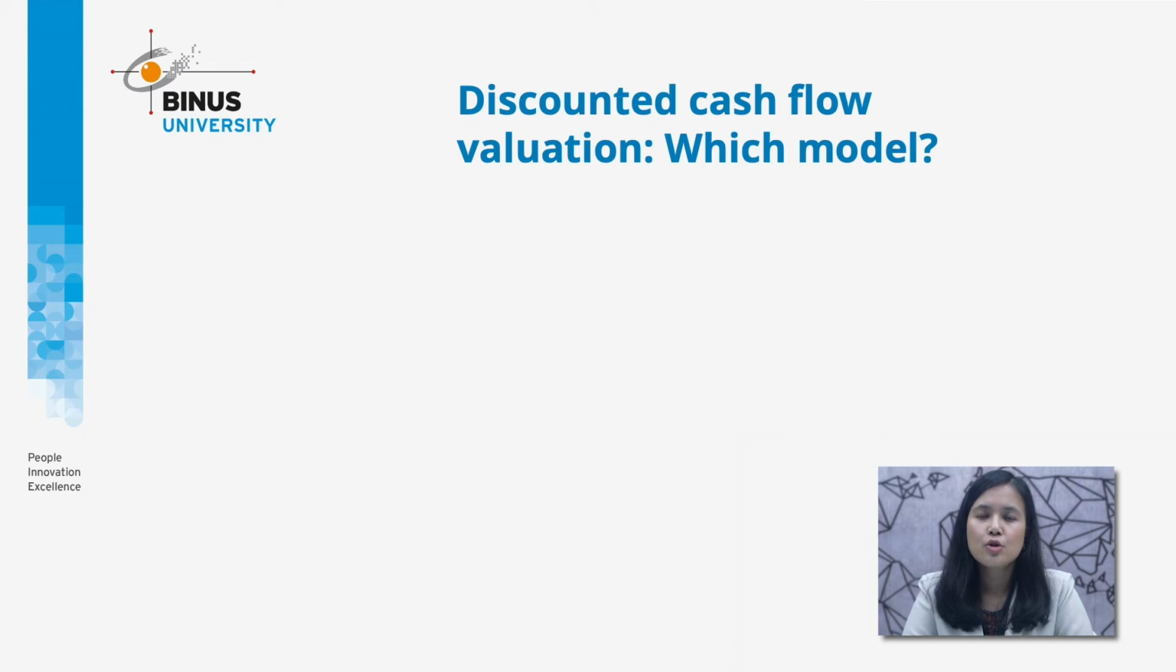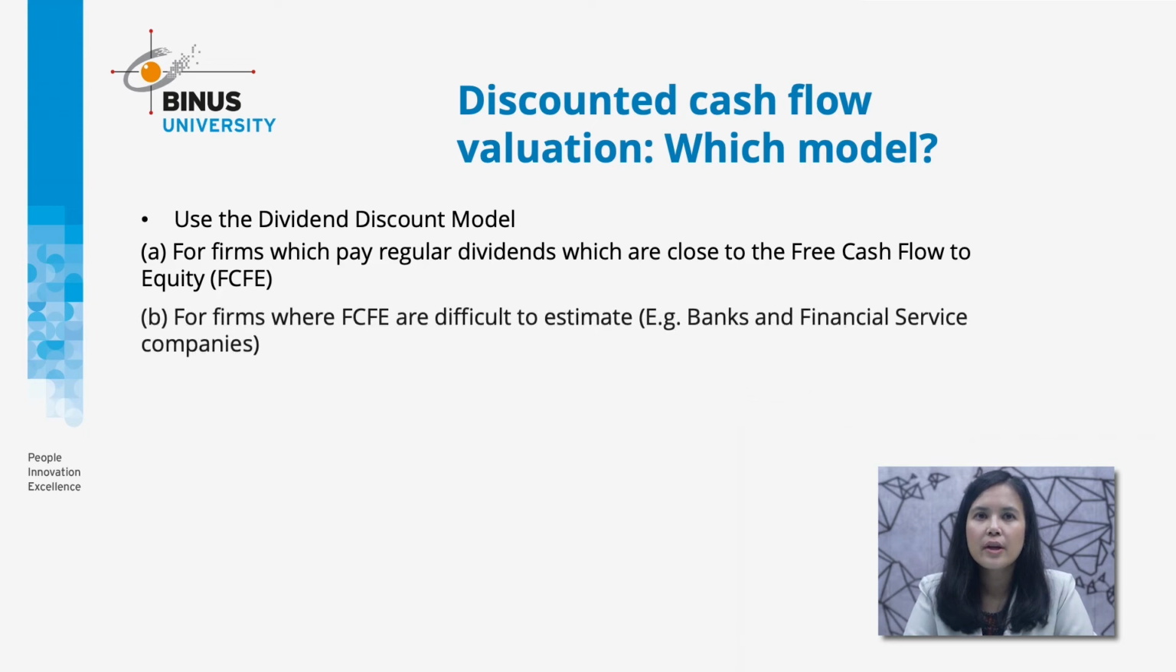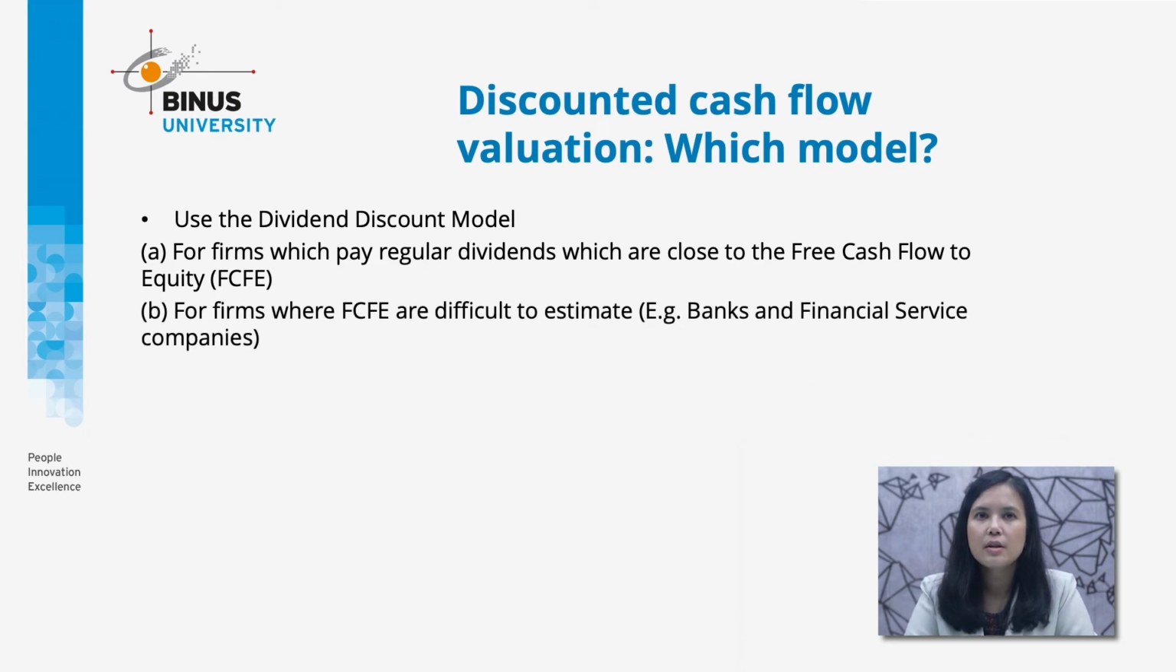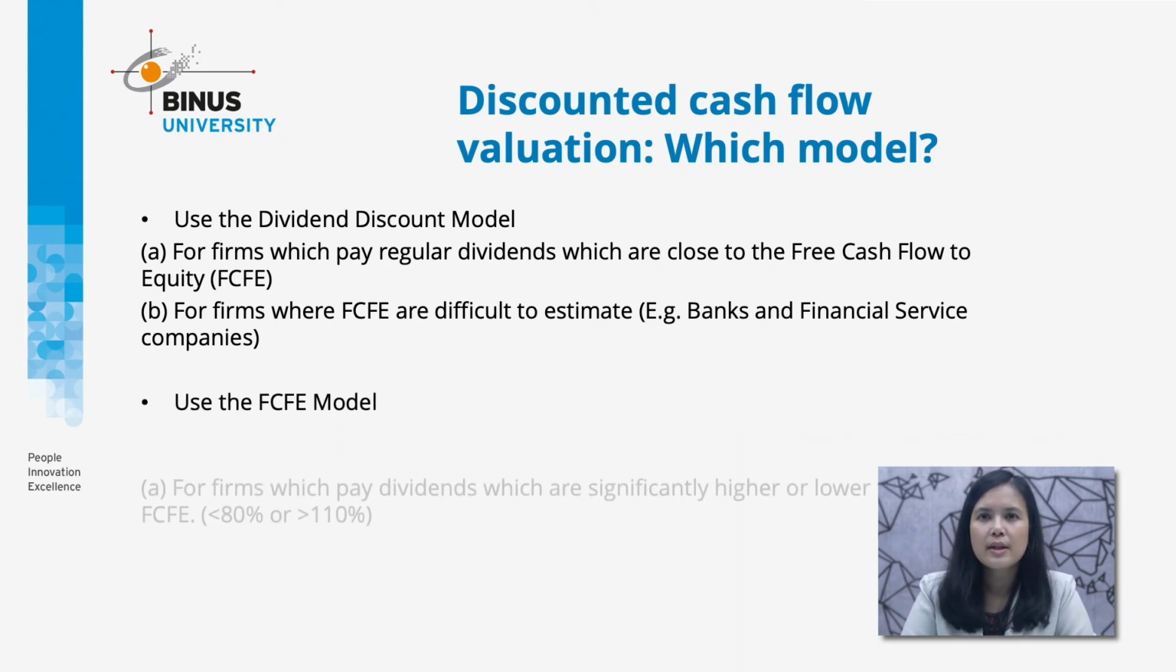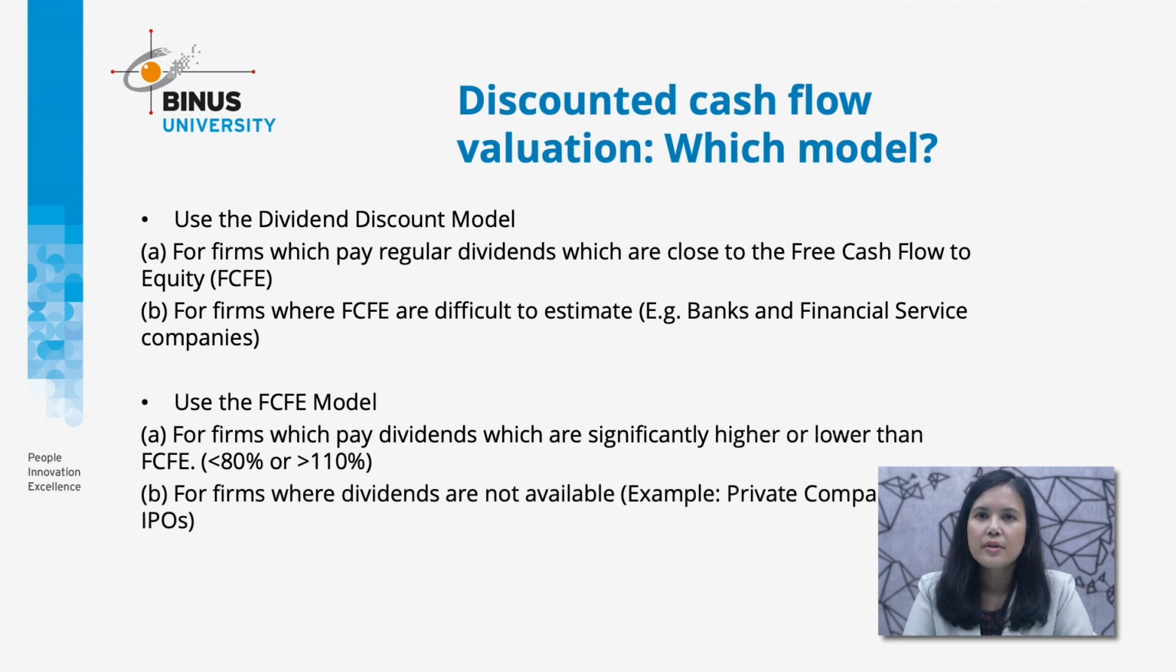So, which model do we choose for discounted cash flow valuation? We use the dividend discount model for firms which pay regular dividends which are close to the free cash flow to equity, and for firms where free cash flow to equity is difficult to estimate, for example, banks and financial service companies. Then, we use the free cash flow to equity model for firms which pay dividends which are significantly higher or lower than free cash flow to equity, and for firms where dividends are not available, for example, private companies.